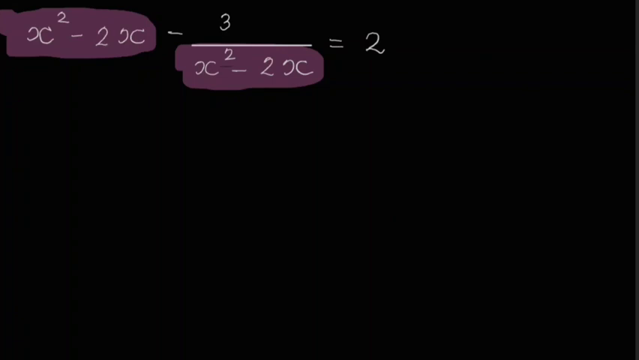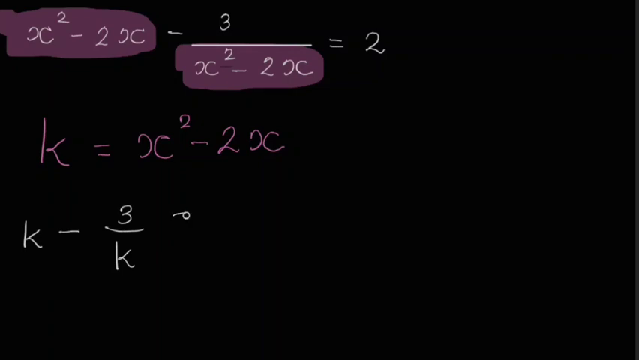That is what you let k equal to. So we start off by saying k is equal to x squared minus 2x. We now replace those terms with k, so we have k minus 3 over k is equal to 2.